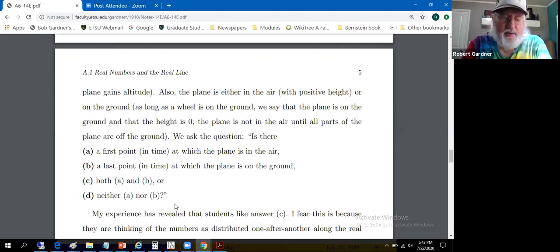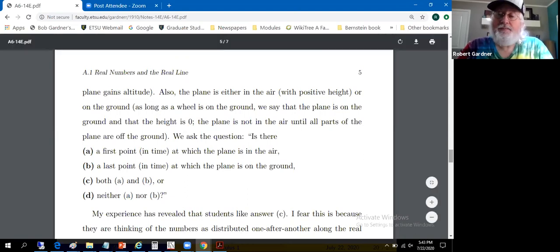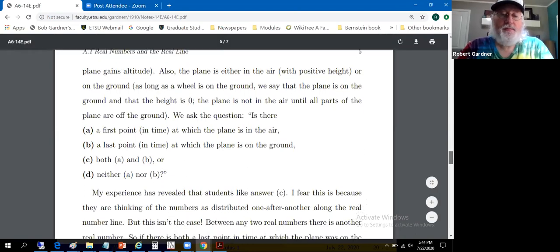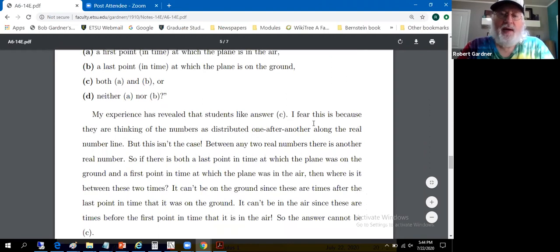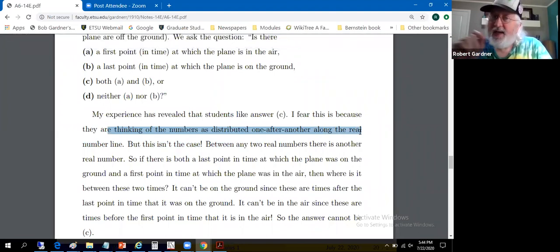So what do you think? So this deserves some thinking time. If we were face to face, I'd poll you and ask the class, what do you think? My experience has shown students like the idea that there's both a last point in time that it's on the ground and a first point in time that it's in the air. But that's a problem. I think this is chosen because people think of the real numbers as distributed sequentially along the real number line. There's a point, and then there's a next point, and then there's a next point. If they were distributed like that, the answer would be part C.